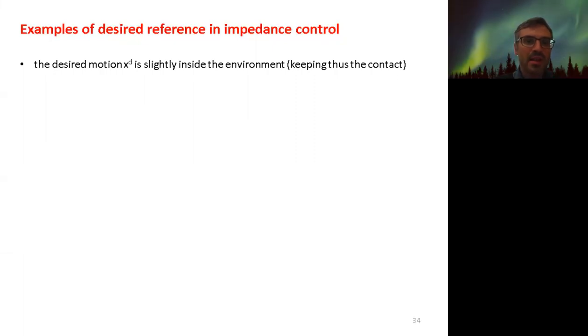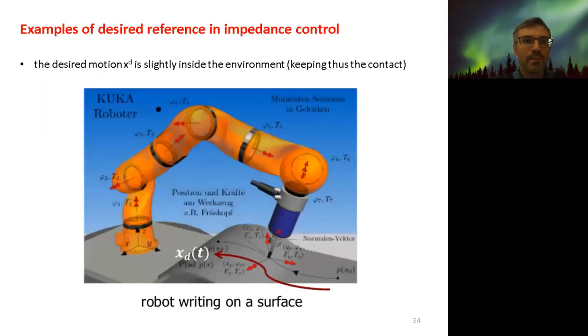In another example of a time-varying reference trajectory, reference pose, the robot needs to write on a surface. In that case, it needs to keep the contact of the pen with the surface, and we set the reference trajectory slightly inside the surface.